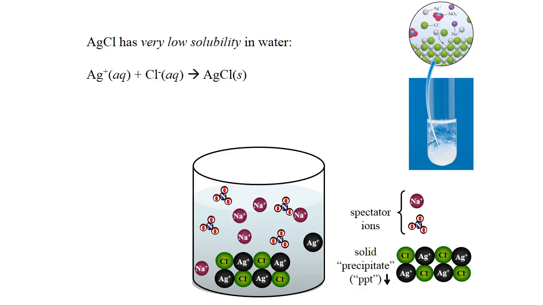So this is a picture of what's happening. You can see the milkiness that forms. That's the silver and the chloride coming together.